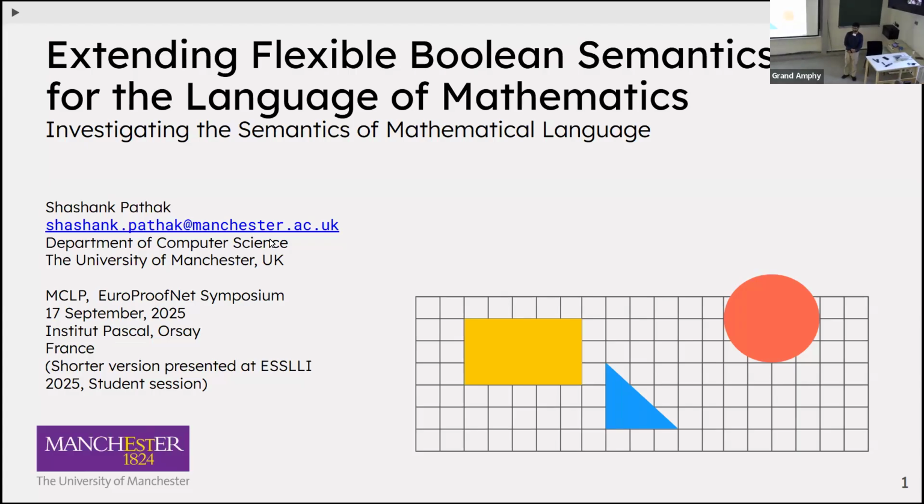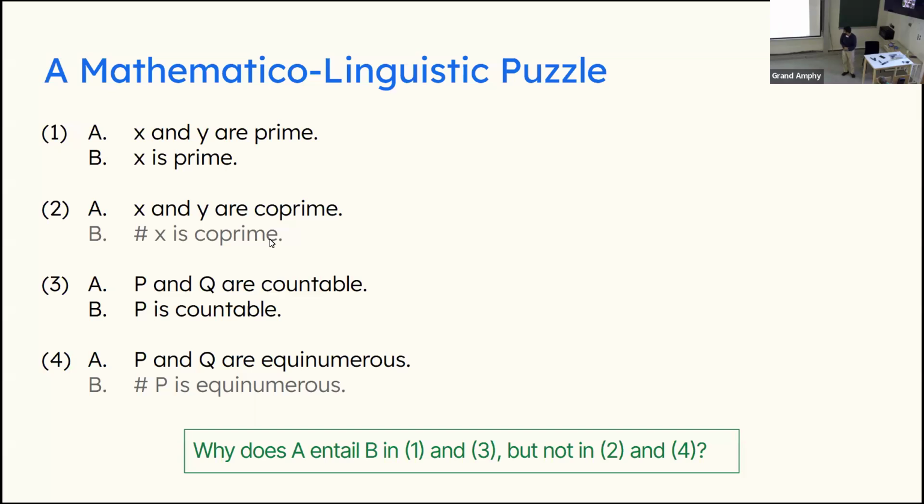Hello everyone, I'm Shashank. I'm a PhD student at the Department of Computer Science, the University of Manchester. And as part of my PhD project, I'm studying the semantics of the language of mathematics. So this talk is about phenomena in the language of mathematics and how we can model some of them. So I'll start with a question.